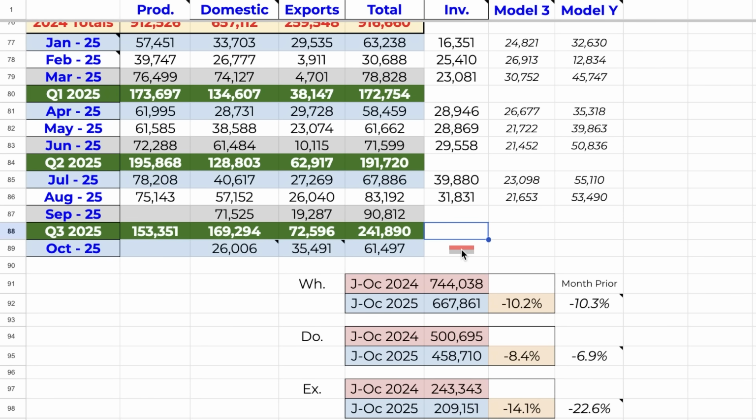But you know, I don't like overreacting to any 1 month of data, so zooming out, looking at the year-to-date figures, the wholesale reading for this year is down 10.2%, the domestic number is down 8.4%, and the export number is down 14%. And I'm still waiting to get some official production numbers. When I do, I'll update the table.